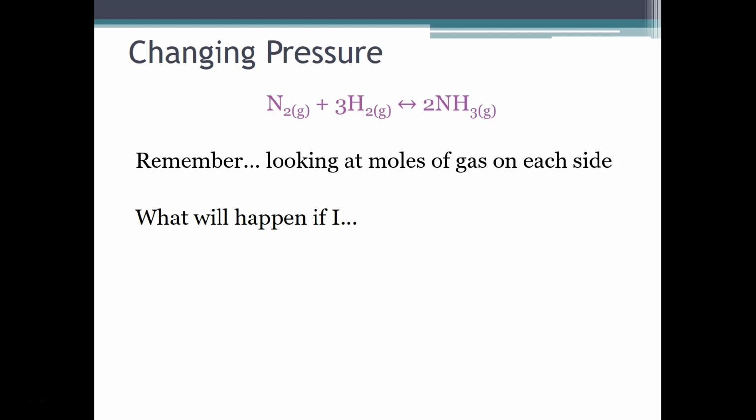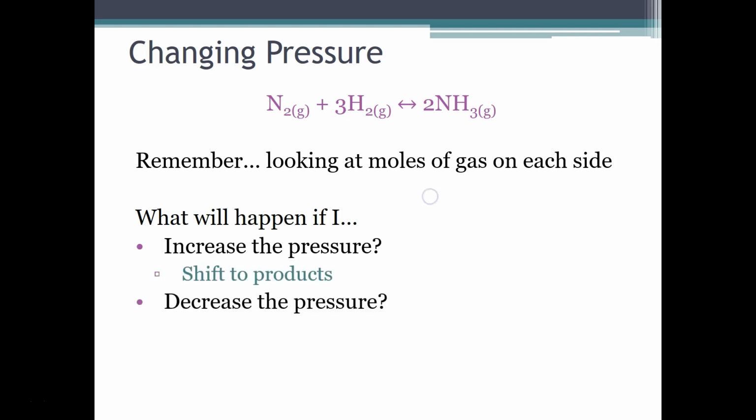All right, so I see that I have 4 moles of gas on the left side and 2 moles of gas on the right side. We're assuming that all of these gases are in the same vessel, so the partial pressure of hydrogen and nitrogen is greater than the partial pressure of ammonia. So if I increase the pressure, it's going to flow from high to low, so from the side with more moles of gas to the side with fewer moles of gas, or toward the products. If I decrease the pressure, the exact opposite will happen, and it will shift toward reactants.